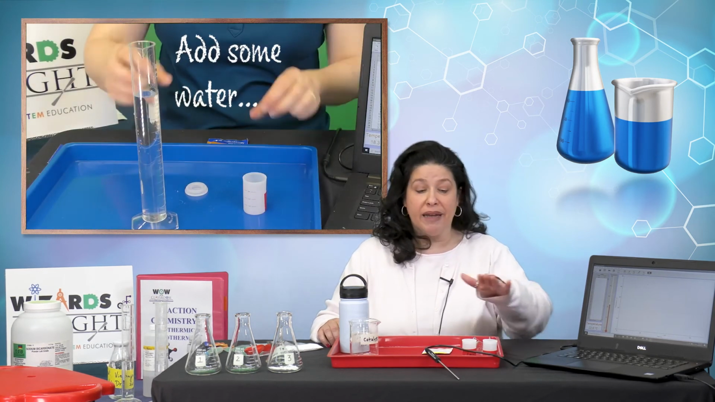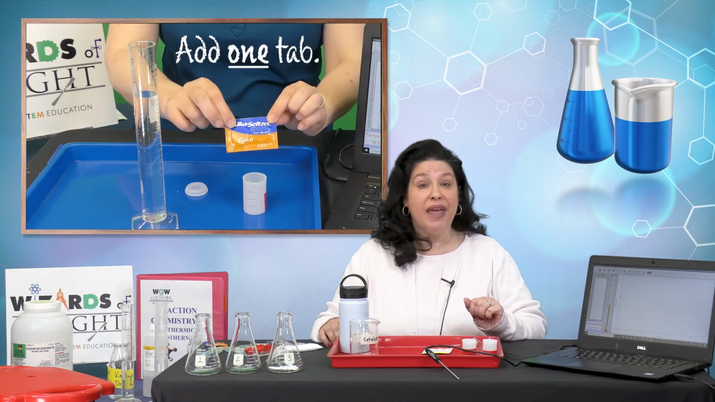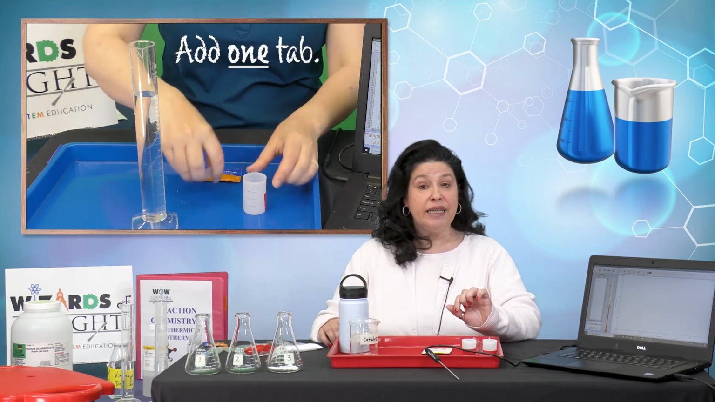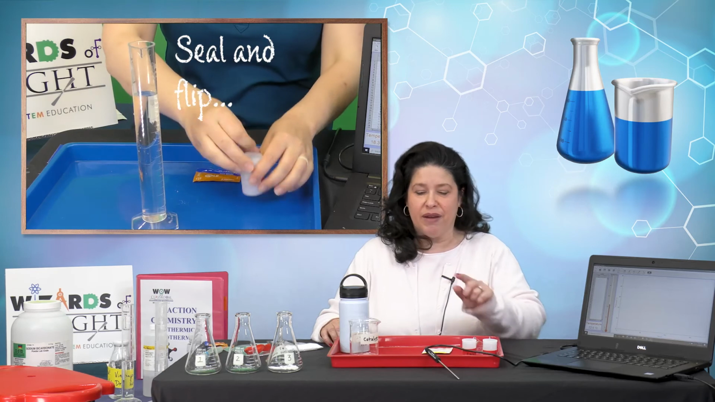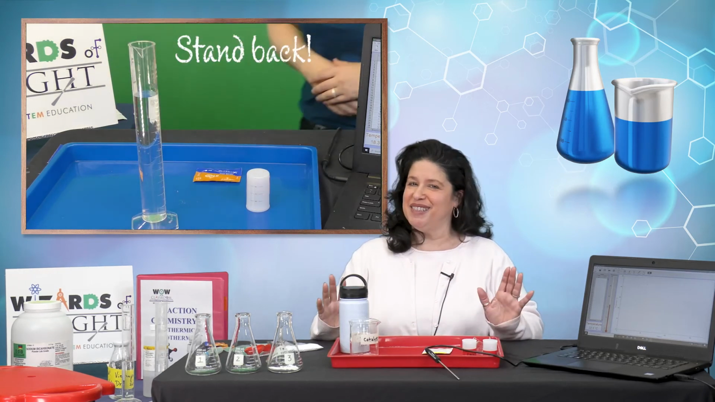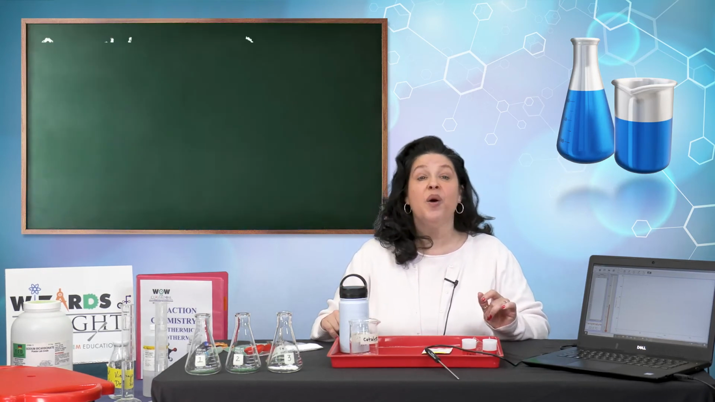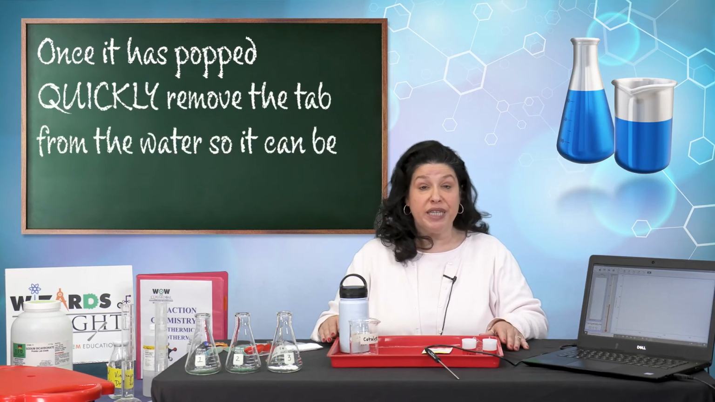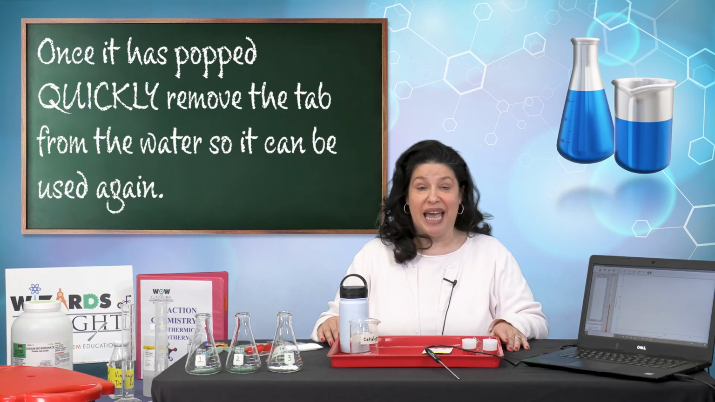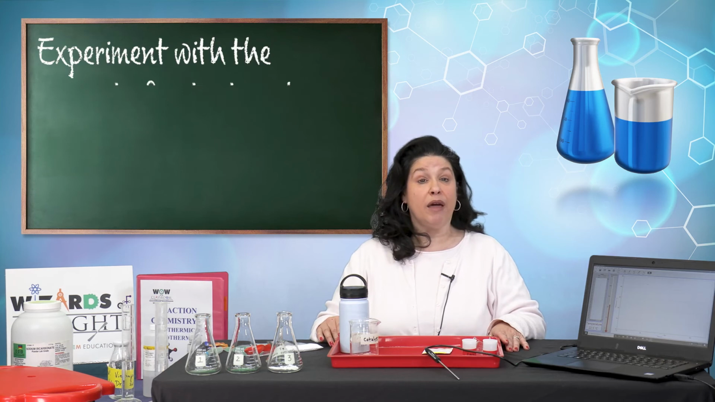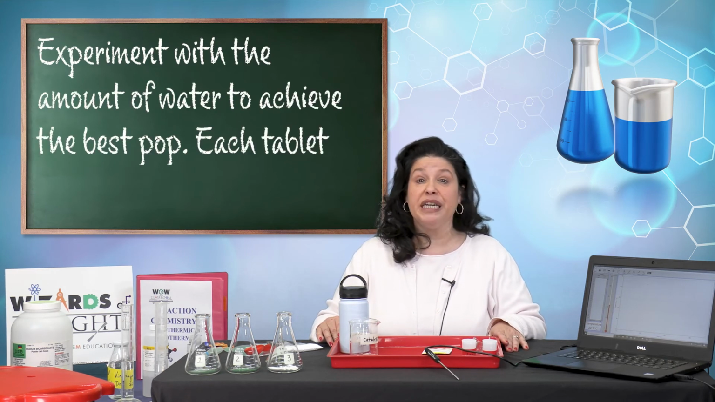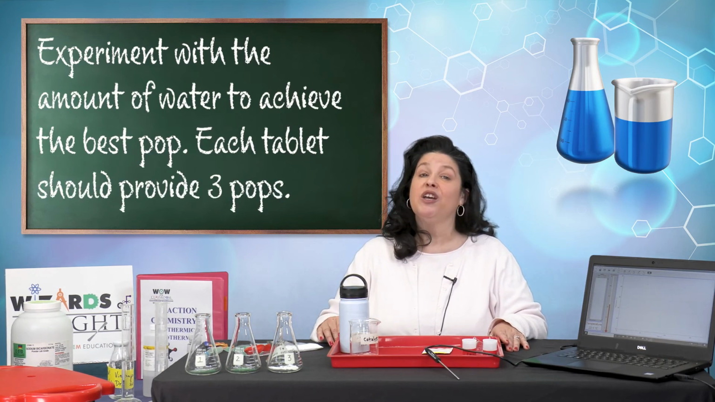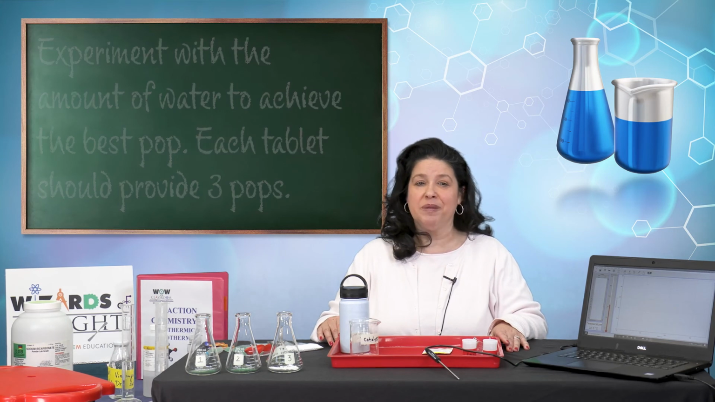Let me walk you through a dry run so you understand the procedure. You'll carefully add some water to the film canister and then add a tab to the canister, seal it, and immediately turn it upside down. Place the canister on the tray, stand back, and wait. Once it is popped, you should quickly remove the tablet from the water so that it can be used again. You should experiment with the amount of water added to the film canister for each trial. Each tablet should provide about 3 pops.